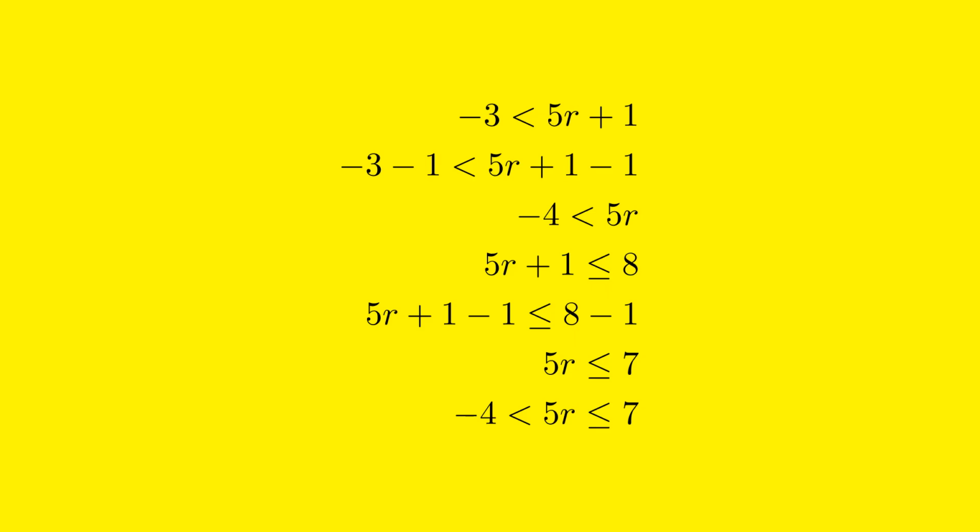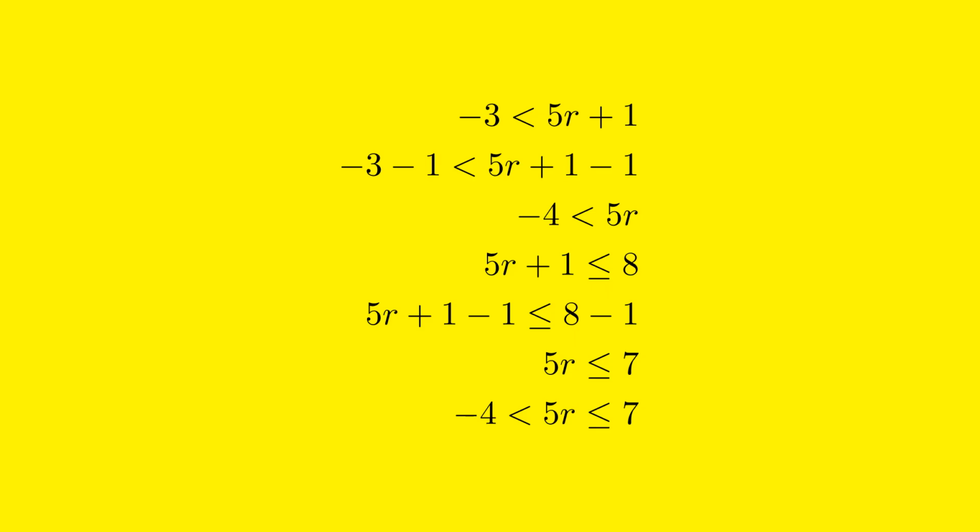Next, let's handle expression B. We have 5r plus 1 is less than or equal to 8. Similarly, to isolate 5r, we subtract 1 from both sides of the inequality. This changes the inequality to 5r plus 1 minus 1 is less than or equal to 8 minus 1. On the left side, plus 1 minus 1 cancels out to 0, so we are left with just 5r. On the right side, 8 minus 1 equals 7. Therefore, expression B becomes 5r is less than or equal to 7.